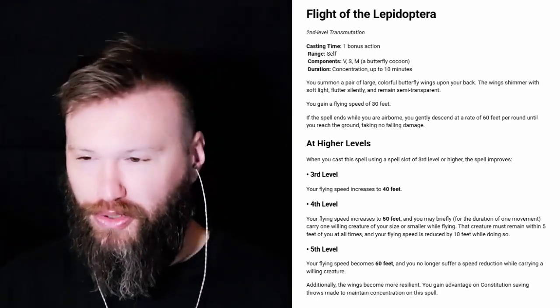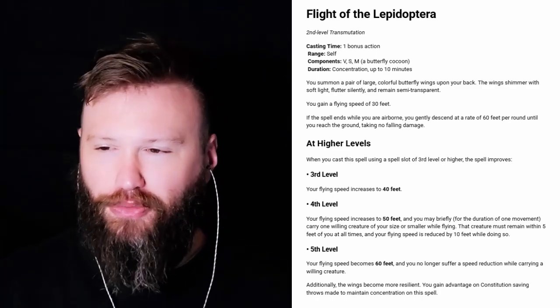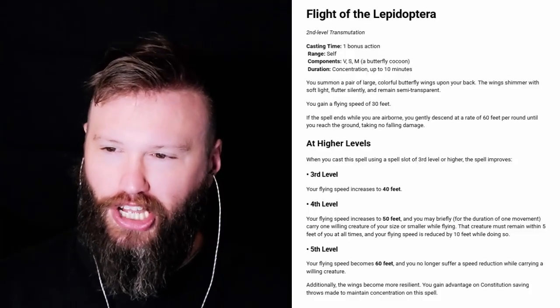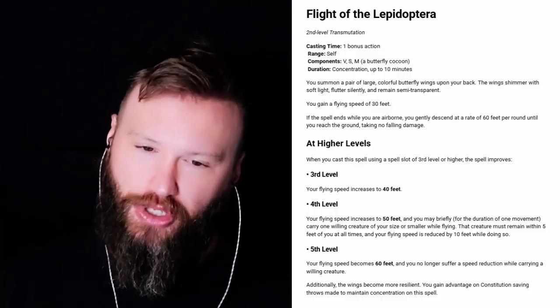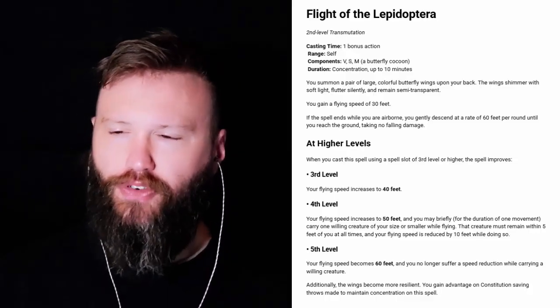Some of her spells were cooler than others. I homebrewed a bunch of spells for her. Some of them didn't work so great. Some of them were a little strange and underpowered, but this one I thought was actually cool, and it was my favorite one of the bunch. So first of all, let's go through this spell.